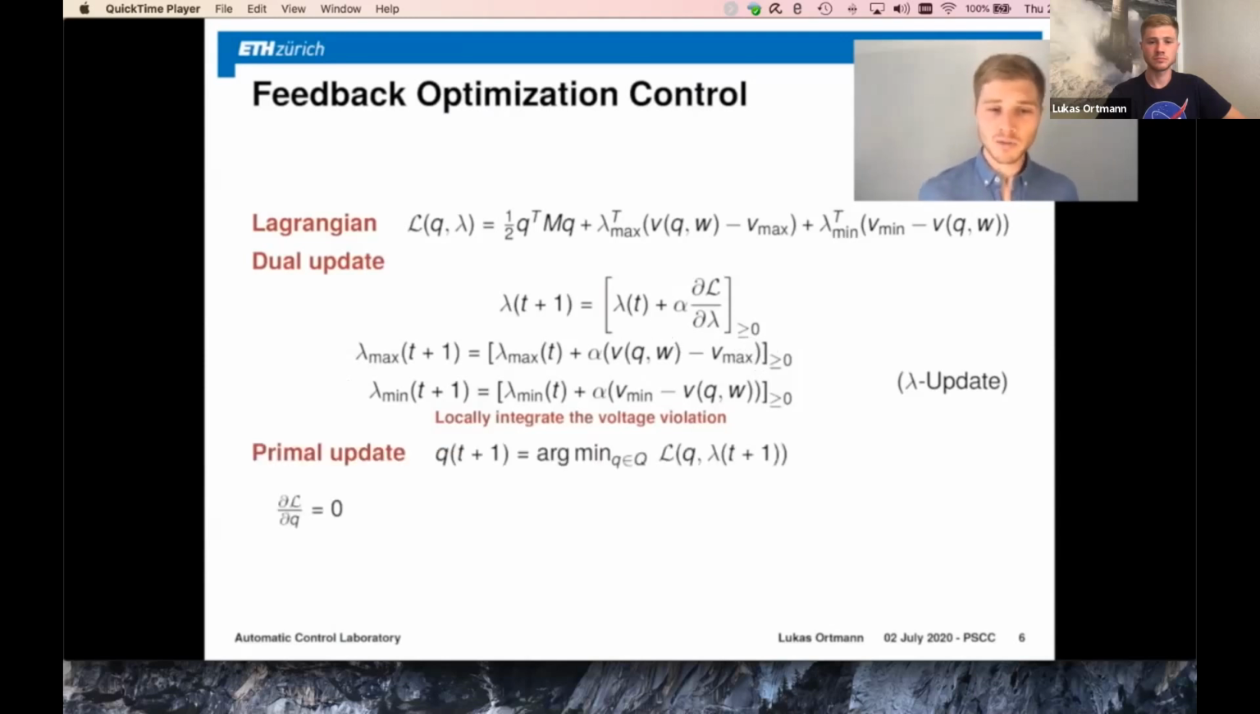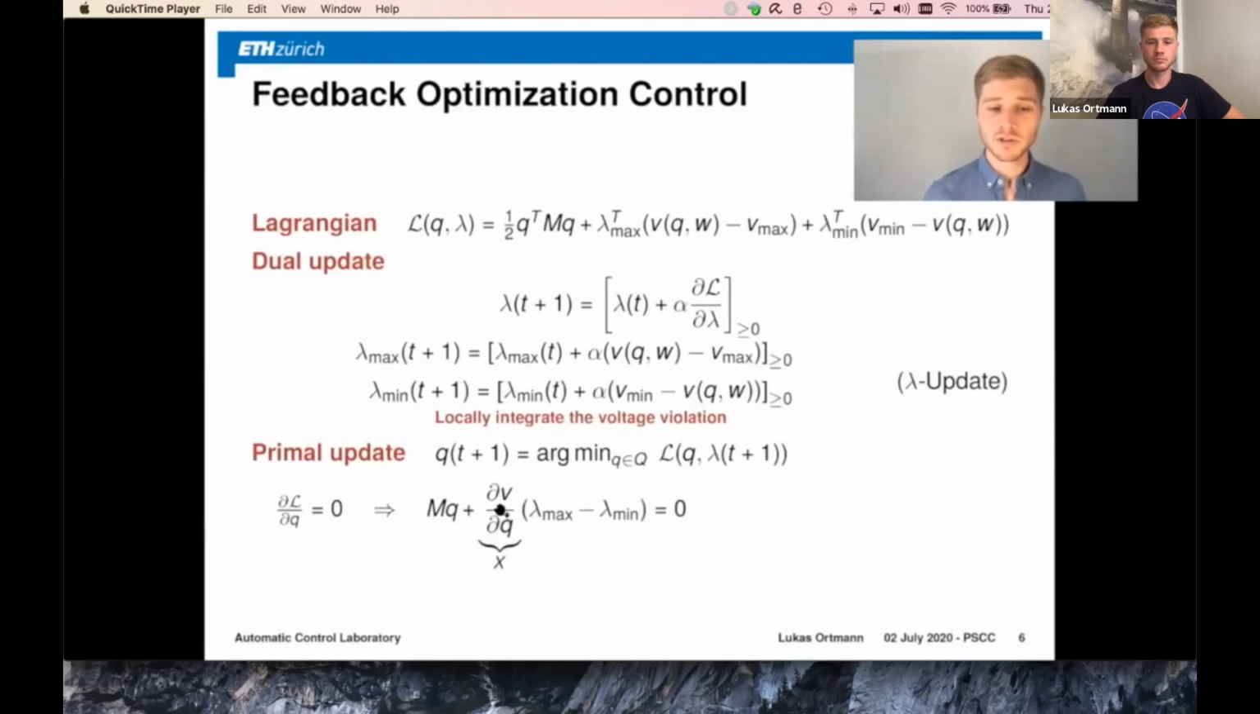We also have the primal update, and here we're trying to solve for the argmin in Q of this Lagrangian function, where we plug in the newly calculated dual multipliers. And as in any standard approach to finding a minimum, we just say, okay, let's take a look at where the derivative is 0. And then what we get is the following equation that we set to 0.